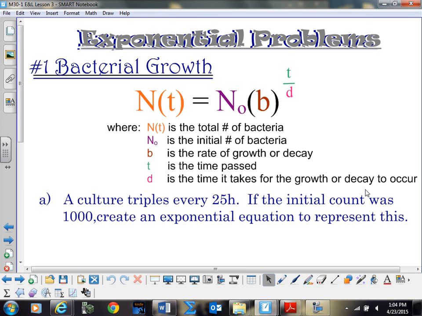Alright guys, let's get started on lesson 3, bacterial growth. So this formula we've already discussed, and hopefully you're getting more familiar, more confident with using this formula so that we can do these word problems and you'll not have any difficulty with them.